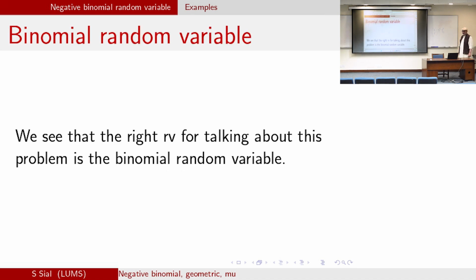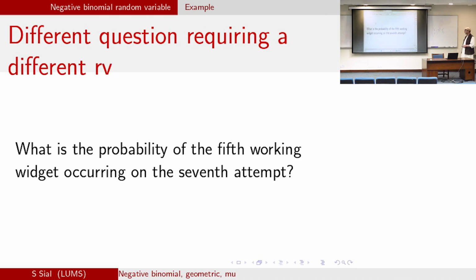Now, as I said, that was the binomial random variable that we were talking about in the previous session. Now let's change the question just a little bit. What's the probability of the 5th working widget? There are going to be 5 total successes. We're saying, what's the probability of exactly 5 successes in 7 trials, with the added restriction that the 5th success, the final success, occurs on the 7th attempt.